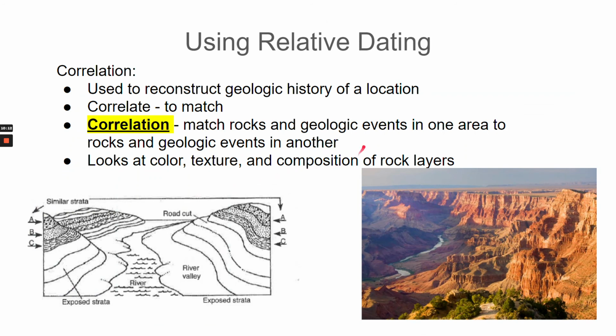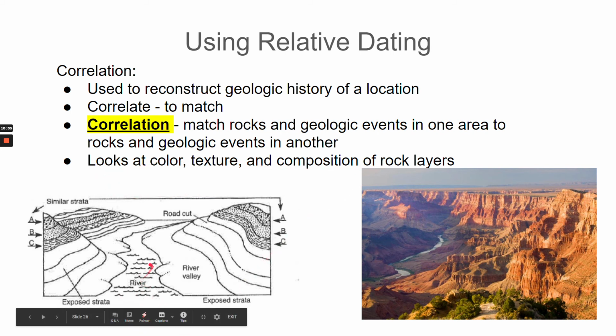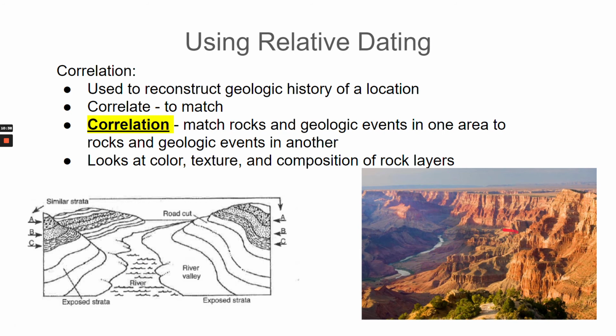So I want to talk a little bit now about how we use relative dating, just very briefly. So we use this to reconstruct the geologic history of a location, or to basically retell the story of a location. The word correlate means to match. So a correlation is to match rocks and geologic events in one area to rocks and geologic events in another. And when we do that, we look at their colors, textures, and composition. So basically, here's an example. If you have a river cutting through something and you have rocks on either side, you can tell if they're the same by looking at those layers and saying, oh yeah, this is the same sandstone here. Oh, it's the same as this one here. They must have formed at the same time.